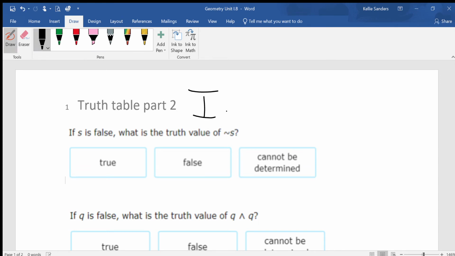Okay, this is I-8, the end of Unit I for geometry. And let's see if we can figure it out. If S is false, then what's the truth value for not S? So what's not false? True is not false.